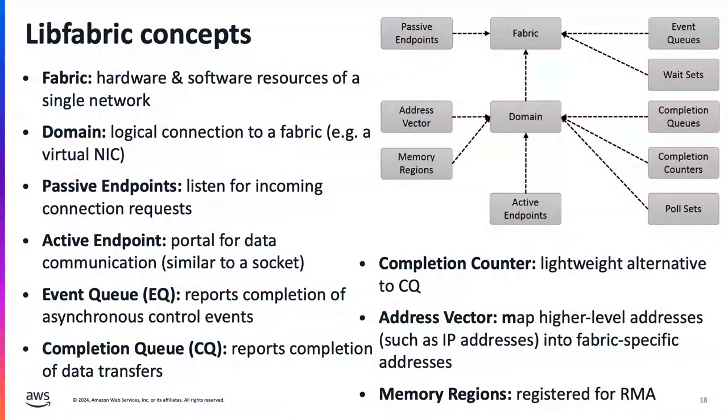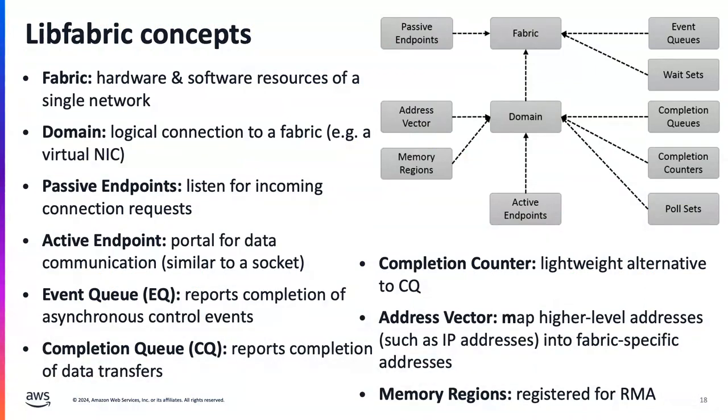So this is the Libfabric object model. The fabric is the hardware and software resources of a single network. That's really the network technology that you're running on. A domain is a logical connection to that fabric, so that could be a virtual network interface card. It has passive endpoints, and these are used to listen for connection requests if you're doing connected transport over Libfabric.